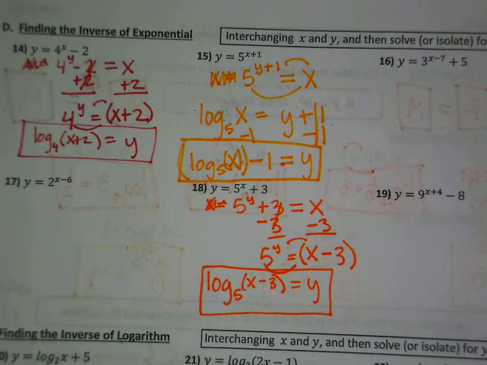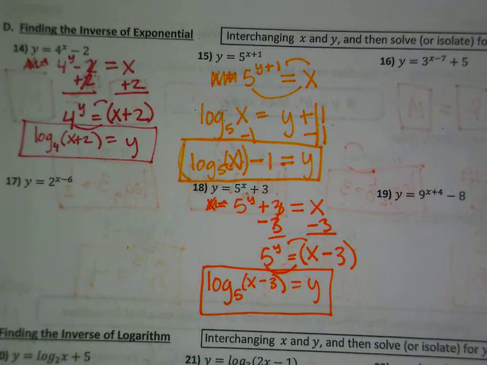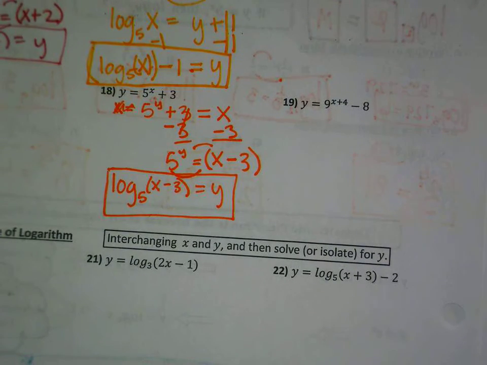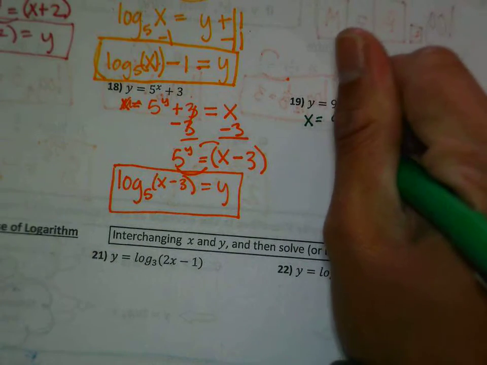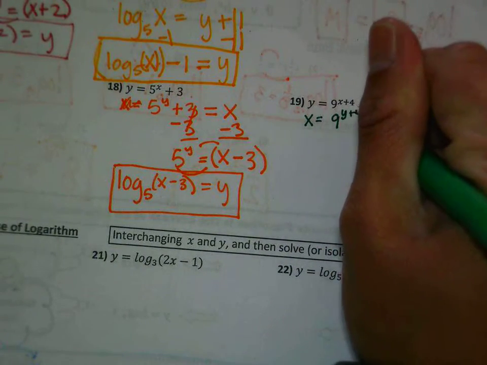Jump over to, let's do 19. So 19 is going to be, I guess, the most involved. It has the most numbers that you're going to see. Same steps, though. So we're still going to switch the x and the y. That becomes an x. That becomes a y.